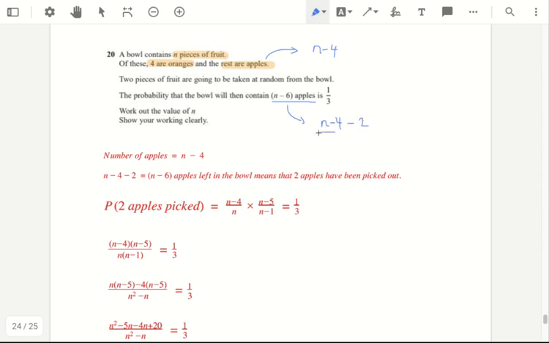So this means that originally you have n minus 4, and then after you took 2 apples, right, the probability is 1/3. So therefore this means that 2 apples have been picked out, and then the probability that 2 apples have been picked out is 1/3. Okay, so I can form a formula like that. So n minus 4 over n is when my first pick. So this is my first pick.